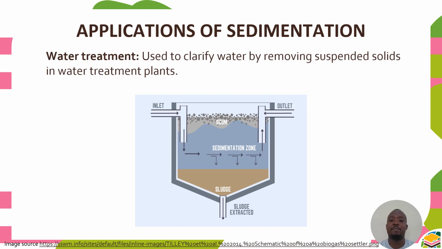Now, let us look at the applications of sedimentation. Sedimentation is a very important physical method of separation of mixtures. So sedimentation can be used in water treatment. It is used to clarify water by removing suspended solids in water treatment plants. This is done in the water board. They use the same sedimentation, which is very important.